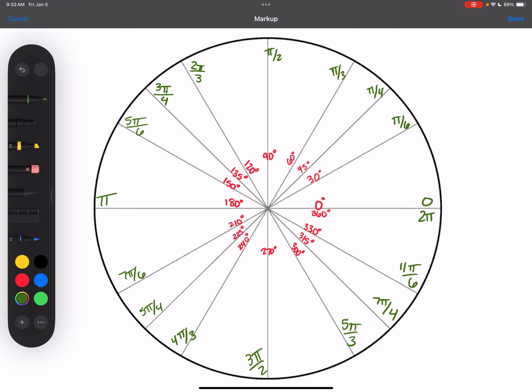So we have 0, 1 pi over 6, 2 pi over 6, which reduces down to pi over 3, 3 pi over 6, which reduces down to pi over 2, 4 pi over 6, which is 2 pi over 3, 5 pi over 6, and then 6 pi over 6, which reduces to pi, 7 pi over 6, 8 pi over 6, which reduces, 9 pi over 6, which again reduces, 10 pi over 6, 11 pi over 6, 12 pi over 6, which gives us 2 pi.